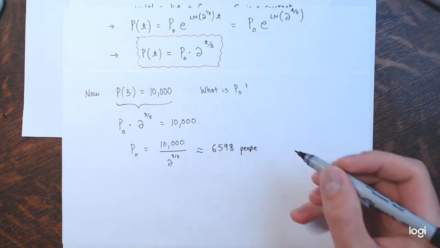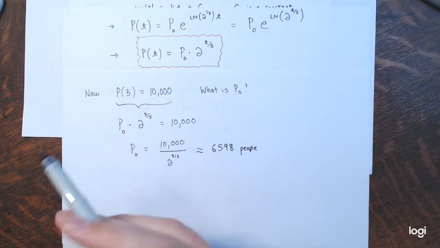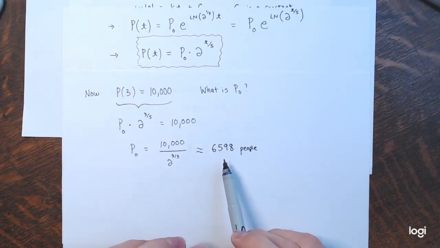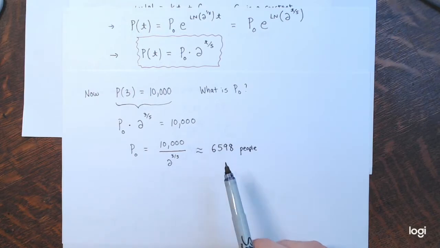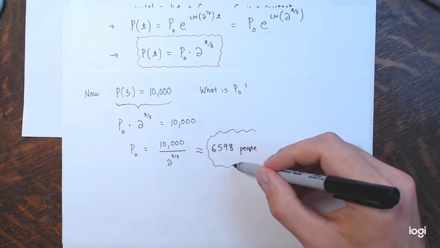Okay. Approximately. Alright, so great. If we had that condition, if there were 10,000 people after 3 years in this community, and it grew at the same rate and everything as in problem 1, then the town would have started with about 6,597, 6,598 people. All right, so that was one question.